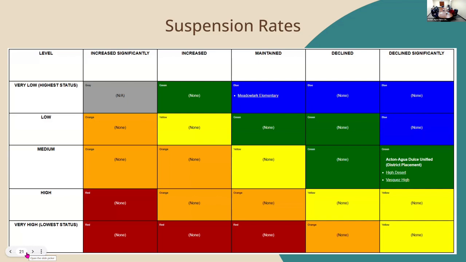And then in the decline, we didn't have any. All of our movement was a decline that was significant. Kids moved from the yellow up, and that was at High Desert and Vasquez.